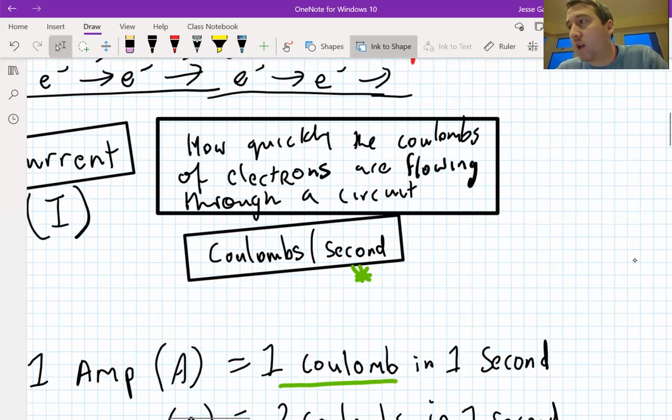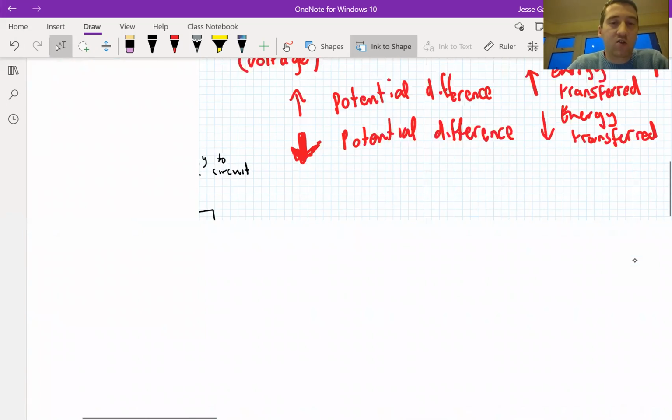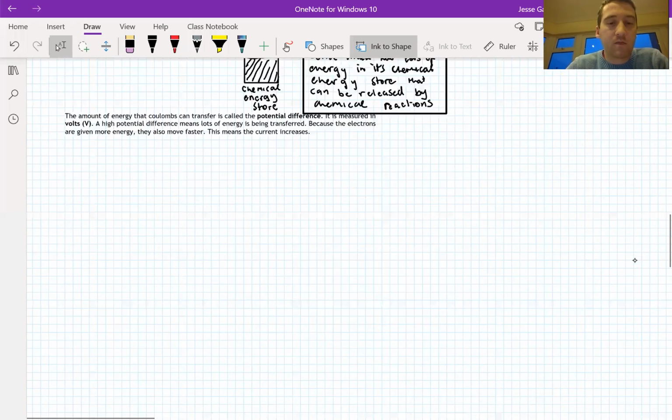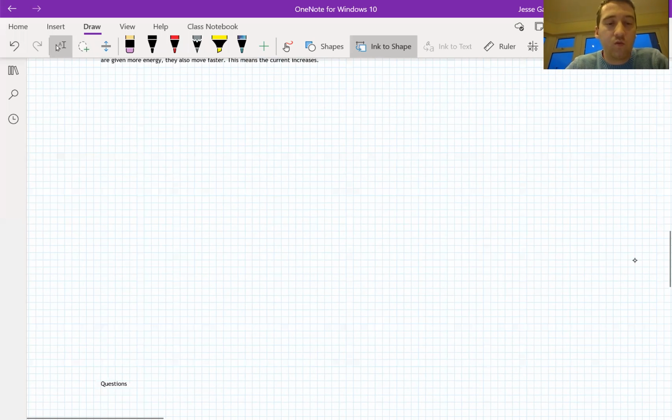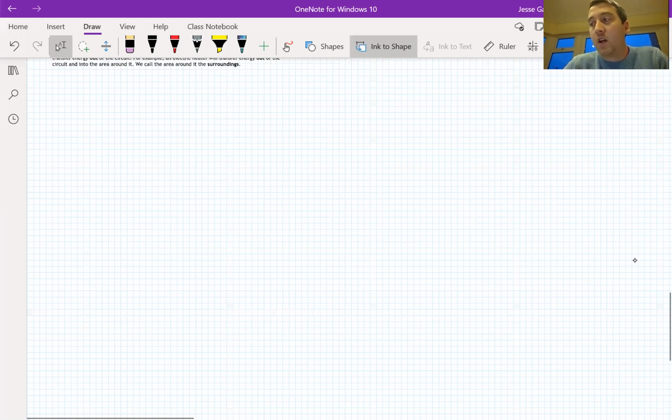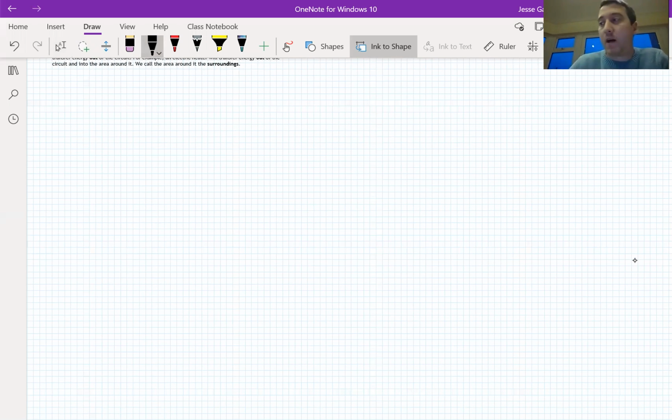Right, last little bit, guys. We are going to be looking at how energy gets transferred out of the circuit. That's what we should do now. So we're going to take a look at our power supply again. We're going to draw our power supply. So we've got our power supply here.